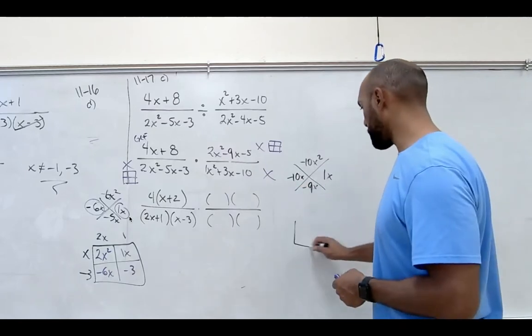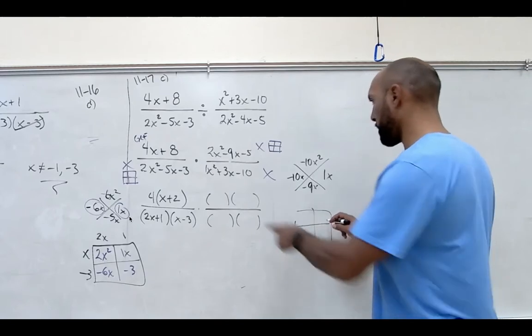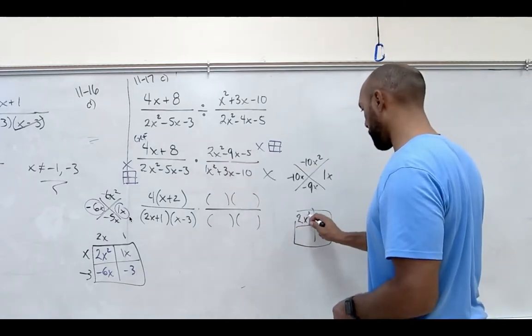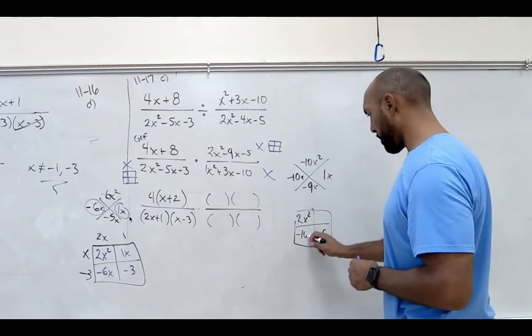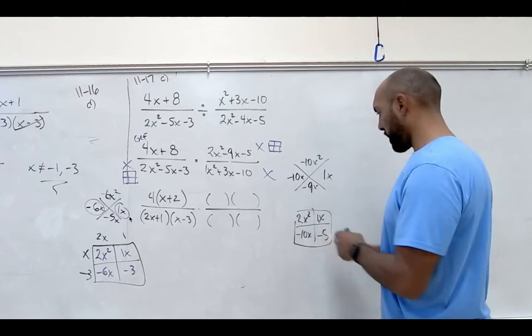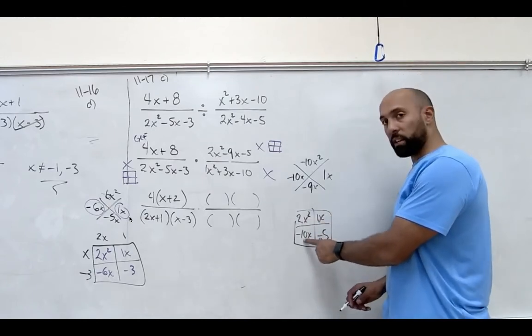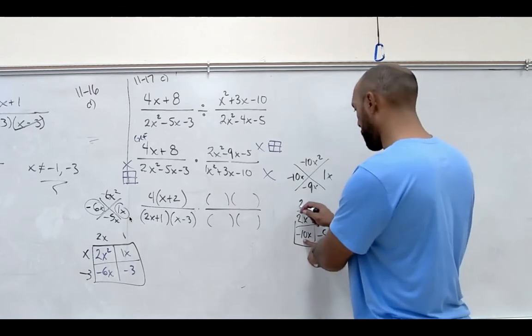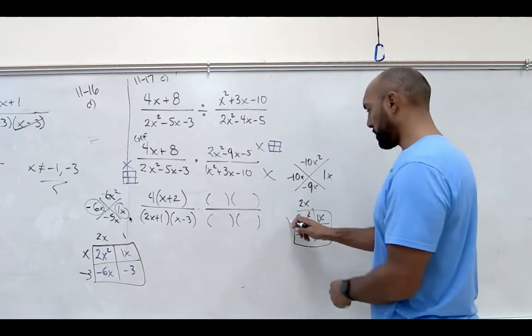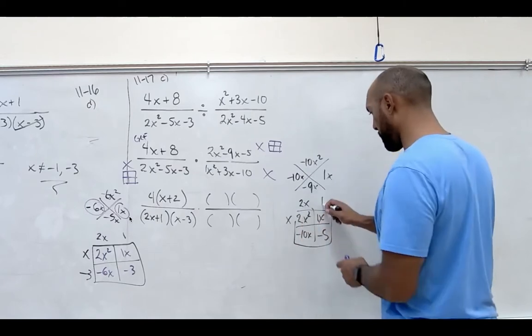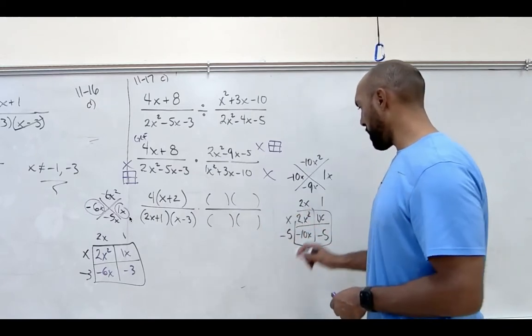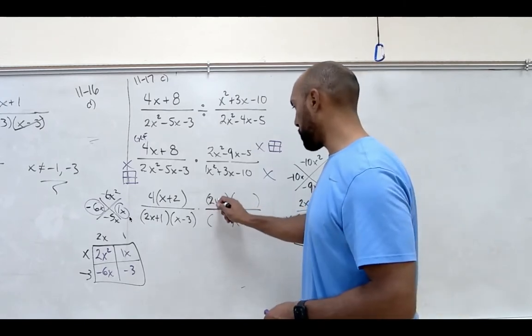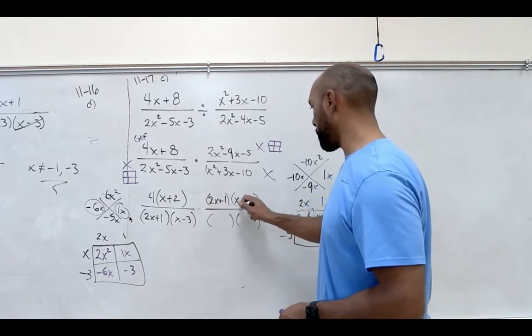Okay, so set up the box now. First term, 2x squared. Last term, -5. Two terms you found right there. Okay, 2x squared and negative 10x have a common factor of 2x. So x there, x times 1. Oh, look, there's the same factor like over there. 2x times -5. Okay, so there's my factors, 2x plus 1. You can see we got some like factors now.